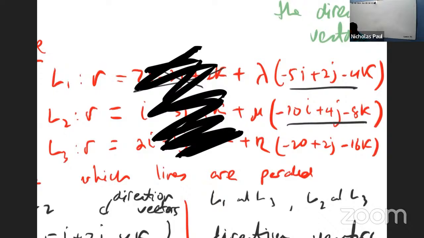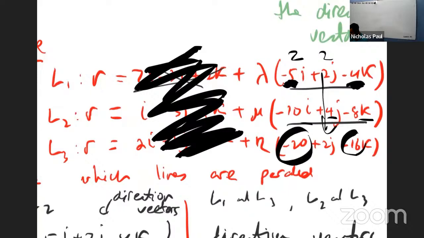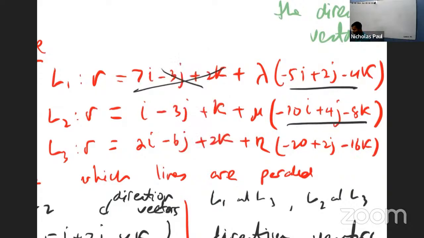L1, line 1, line 2, or line 3? Line 1 and line 2, right? Yeah, because if you multiply this by 2, you will get this vector. If you multiply this by 4, the numbers work out except for 2. So it means that line 1 and line 2 are parallel. Alright?